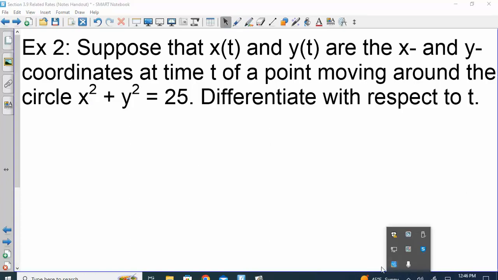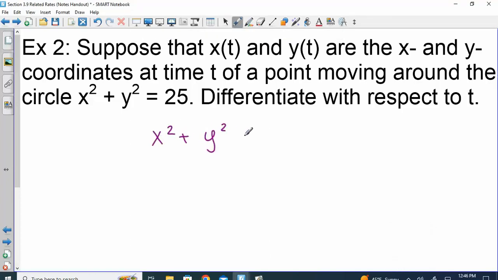Suppose that x of t and y of t are the x and y coordinates at time t of a point moving around a circle. So we have this point that's just rotating around the circle. The x and y give you where you are at any given point in time. If I asked you to find this derivative with respect to t, so I'm not asking you to plug in any numbers yet, I just want to know, what would this derivative be with respect to t?